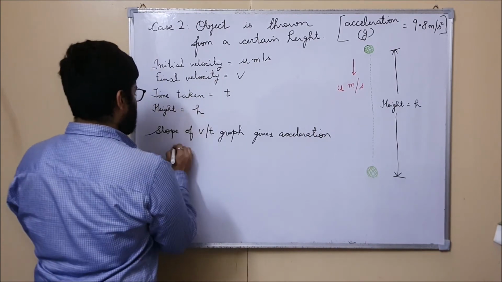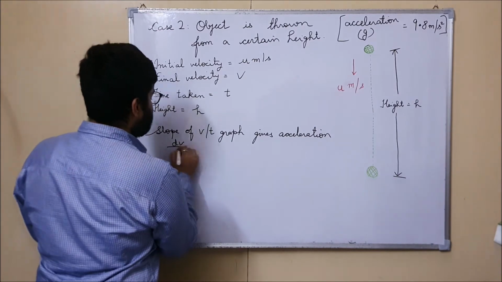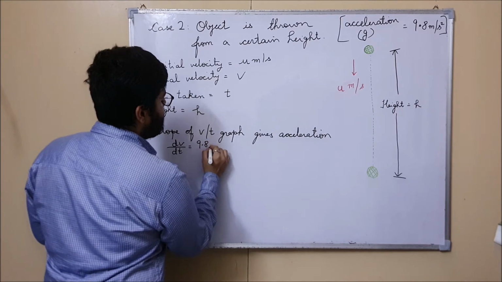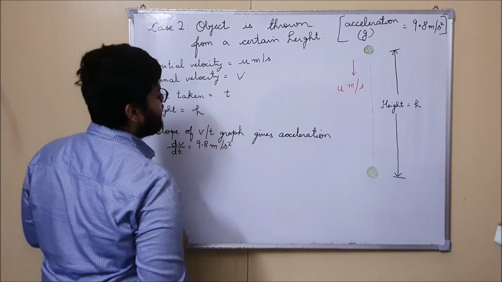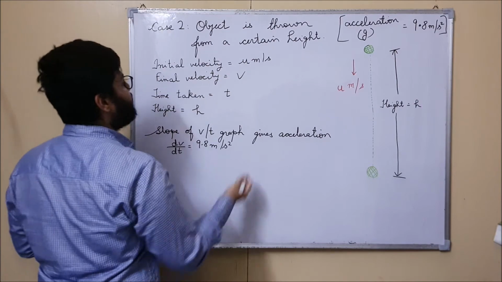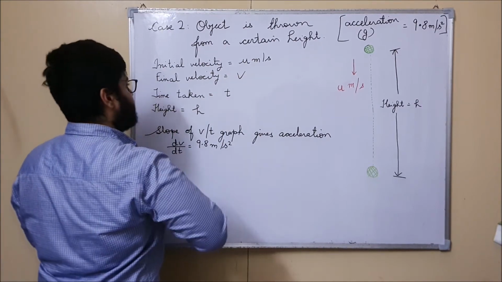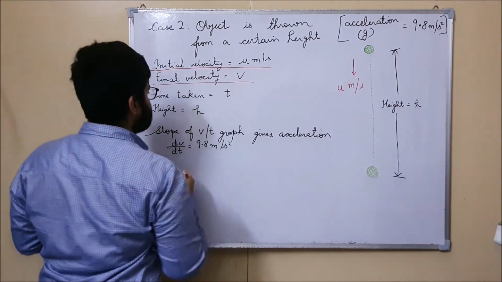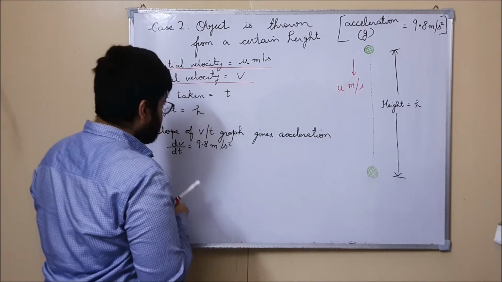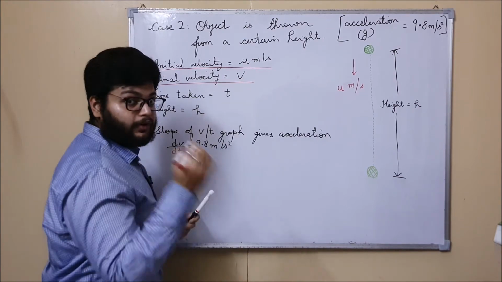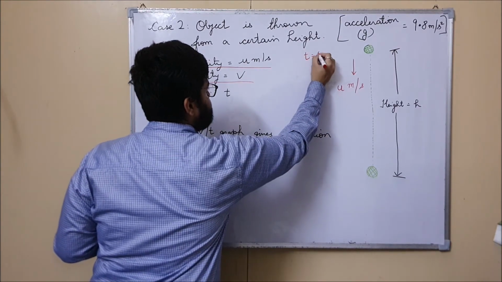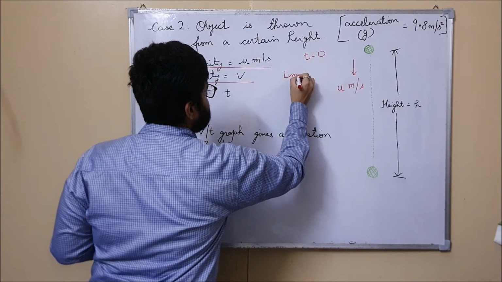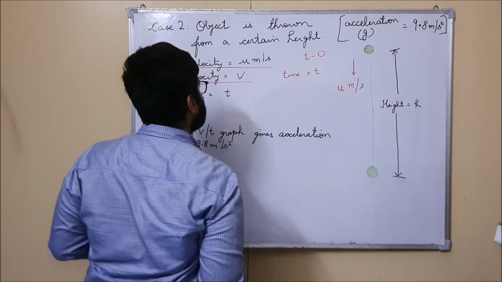So dv by dt will be what? It is equals to 9.8 meter per second square. dv by dt will be constant, and here we have initial velocity u and final velocity v. Initial velocity will be at t is equals to 0, and final velocity will be at time t.